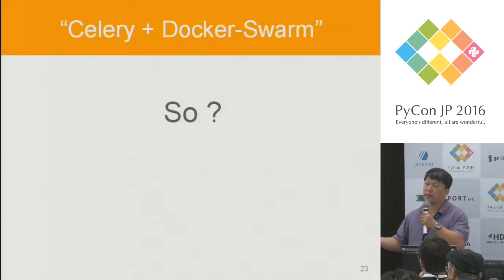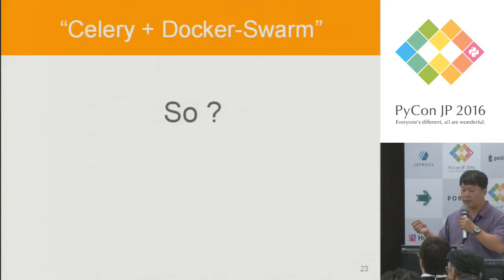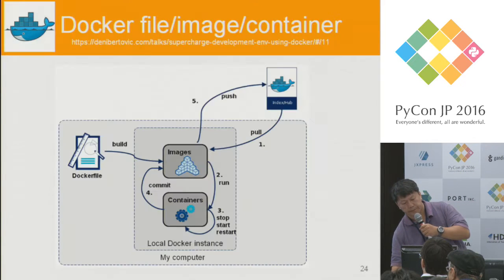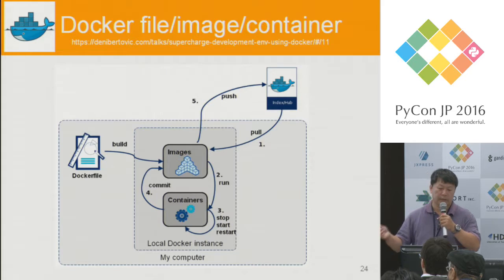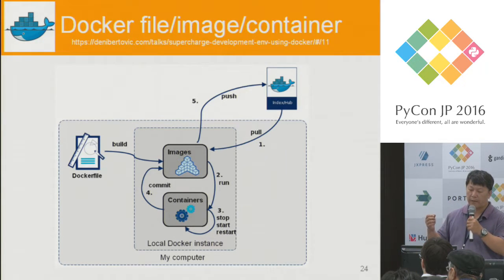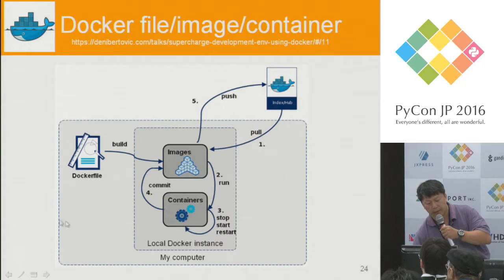So what's the use? Can we generalize some design pattern with Celery and Docker? I think let's look into the mechanism of Docker. In Docker, we have three main stages. First, we write a script to define in a Docker file. And we use this Docker file to build a Docker image. And we run this Docker image to establish a Docker container.